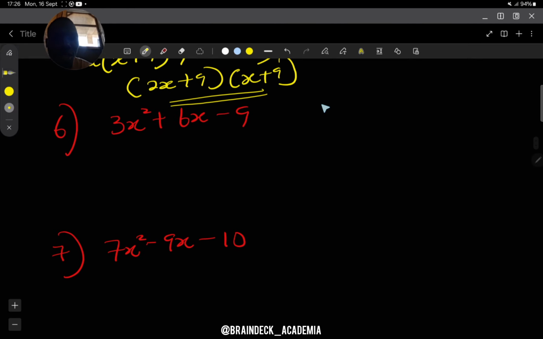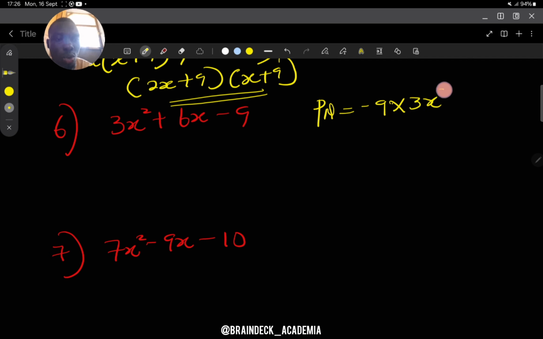So here's the same thing. We find the Pn, which is the product number. That will be what? Minus 9 in this case, because you have to consider the sign of the constant. Minus 9 times 3x squared will give me minus 27x squared. Now I'm looking for two integers that if I subtract, will give me 6x, and if I multiply them, will give me minus 27x squared.